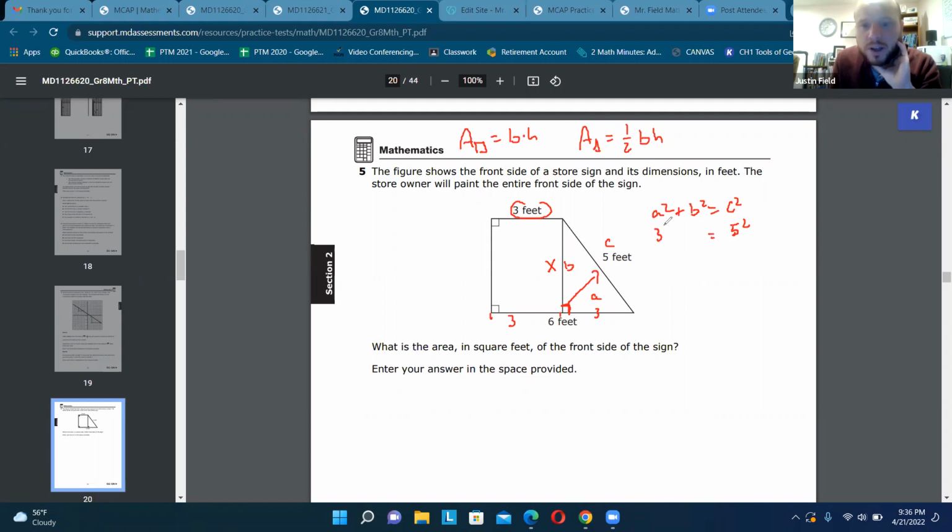A is 3, unknown b. Now I'm going to square my numbers. 9 plus b squared equals 5 squared, which is 25. Now I'm going to put that 9 on the other side as a -9. B squared equals 16. Do not divide by 2 at this point. I told you that earlier in the test. Square root both sides. Sorry if I scared someone. So B is 4. So that means this is 4.